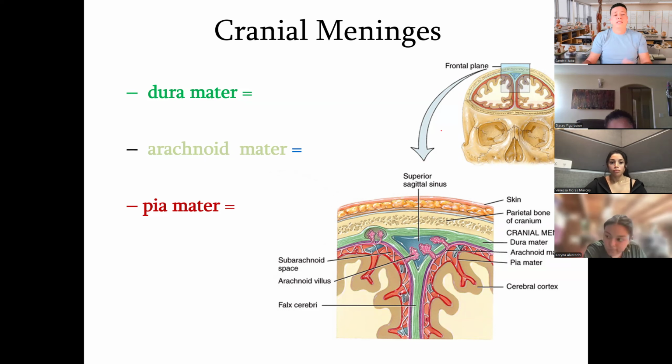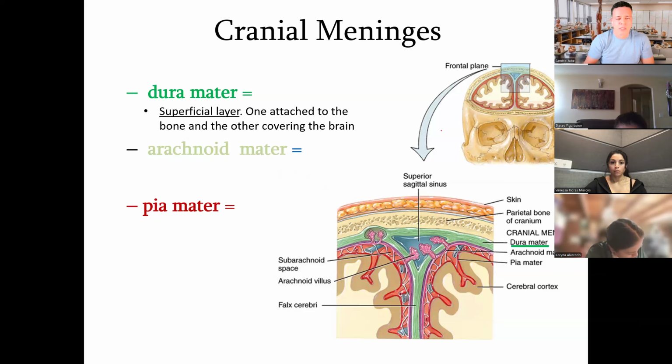Okay? What are these three membranes? The outermost membrane is what we call the dura mater. It is the most superficial layer, okay? And it is the toughest one. Guys, dura means tough. Mater means mother in Latin. So the dura mater literally means the tough mother. It is a very tough layer to cut through.